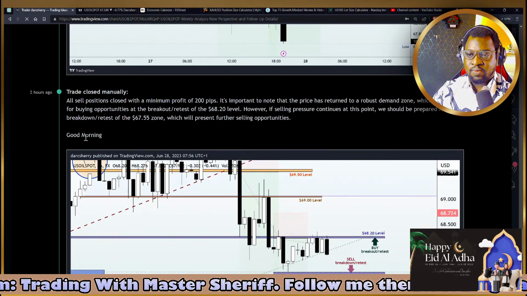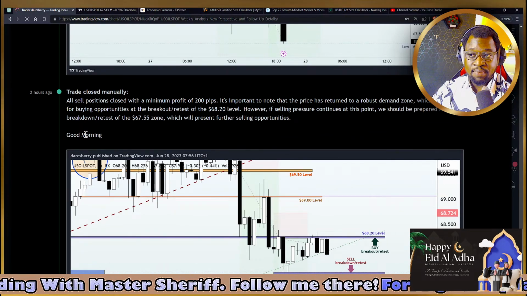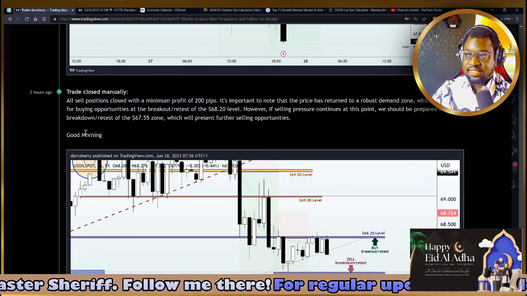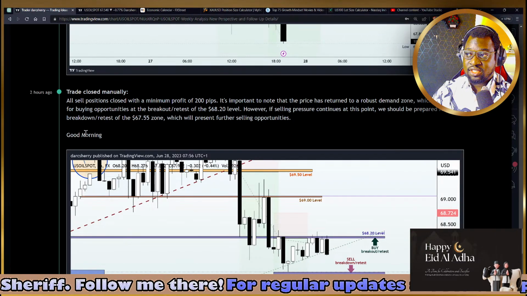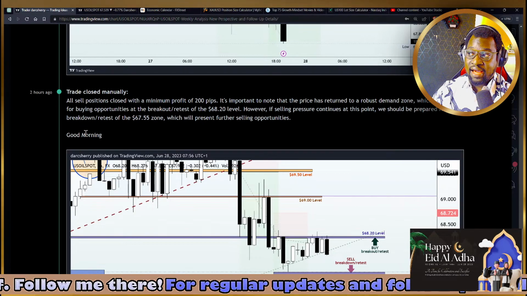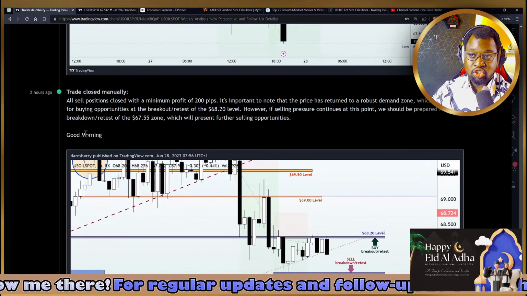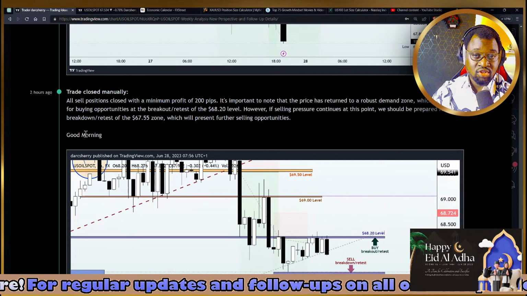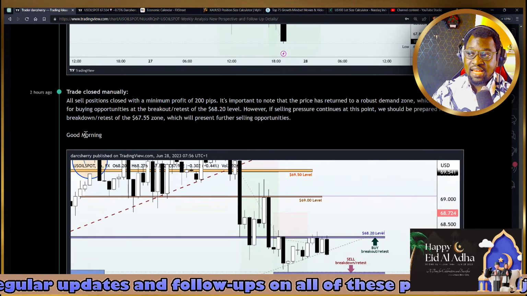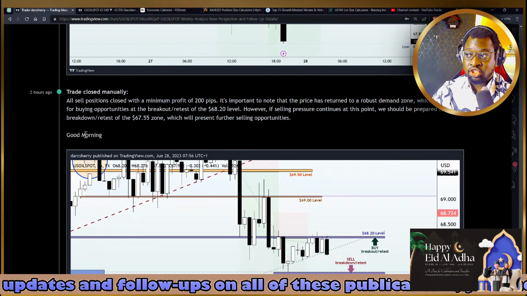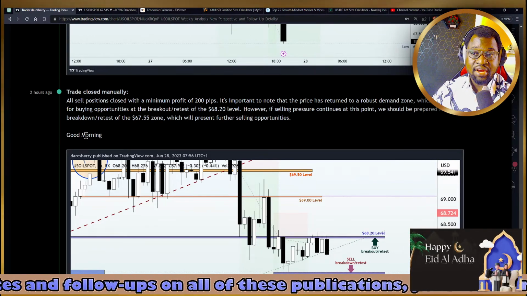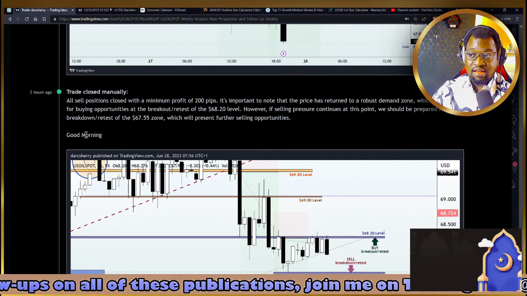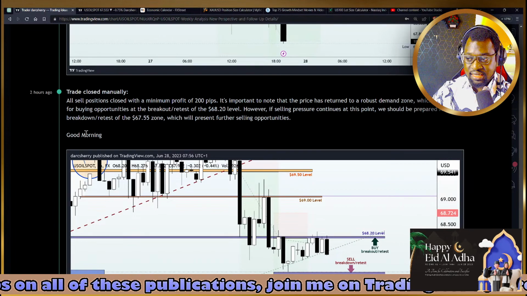So I said here this morning that all sell positions close with a minimum profit of 200 pips. It's important to note that the price has returned to a robust demand zone, which enhances the potential for buying opportunities at the breakout retest of the $68.20 level. However, if selling pressure continues at this point, we should be prepared for a breakdown retest of the $67.55 zone, which will present further selling opportunities in this market.